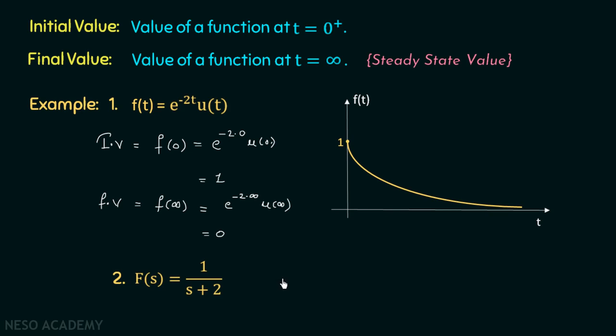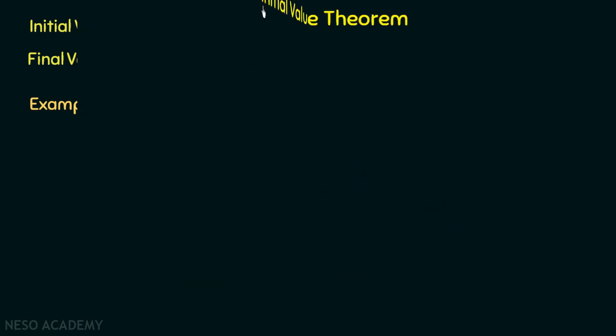Initial and final value theorems are the properties of Laplace transform by which we can find out the initial and the final values of a function in the S domain. So now we are done with the initial and final value of a function and the significance of initial and final value theorems. We will now discuss the initial value theorem. The initial value theorem is the property of Laplace transform by which we can find out the initial value of a function in the S domain.